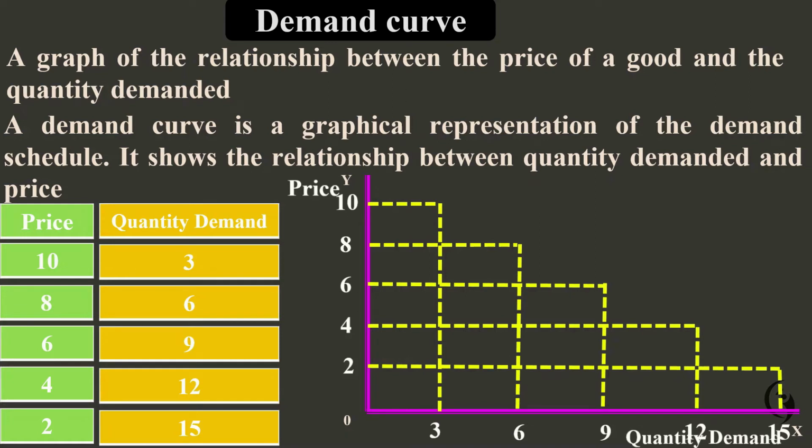So if you connect the lines, we will get the demand curve. That means here we are showing the price is 10, the quantity demanded is 3. The next point is showing price is 8 and the quantity demanded is 6. The next point is showing price is 6, the quantity demanded is 9. The next step is showing the price is 4, the quantity demanded is 12, and so on. If we connect the dots, we will get the demand curve. So it's called the demand curve.